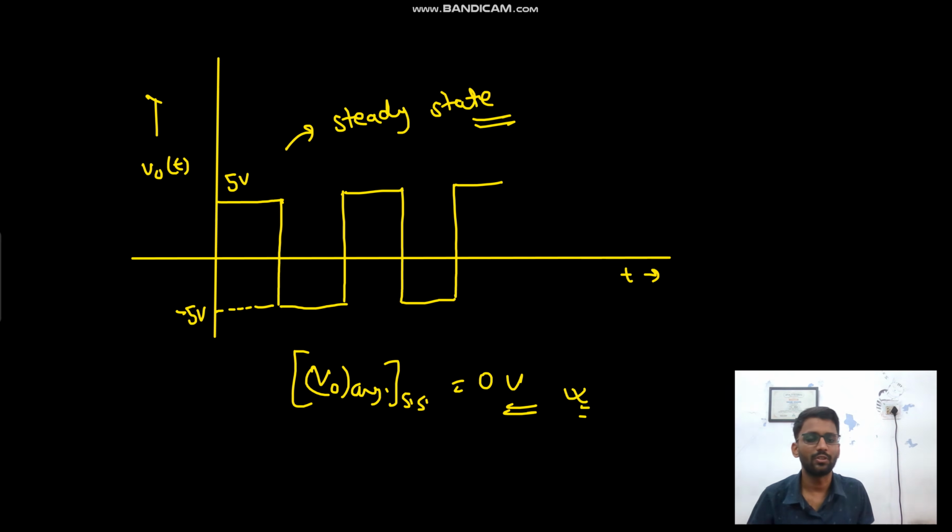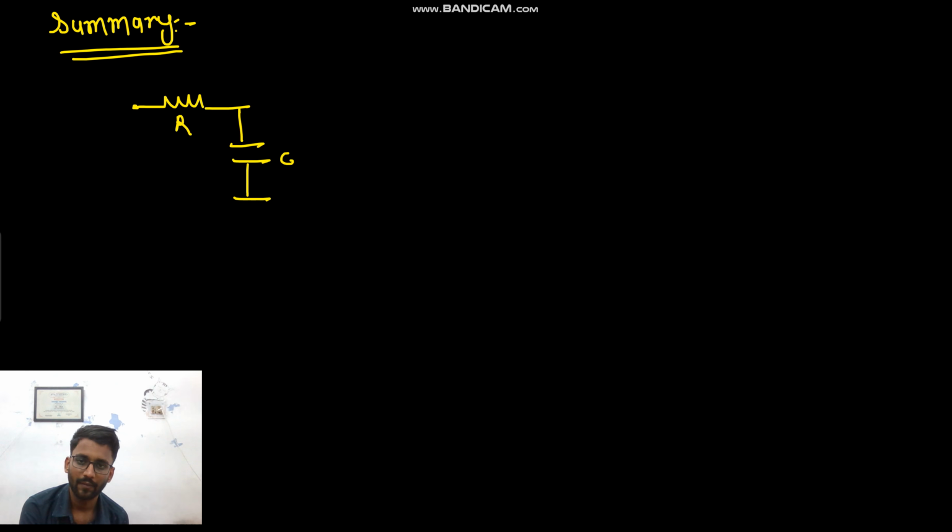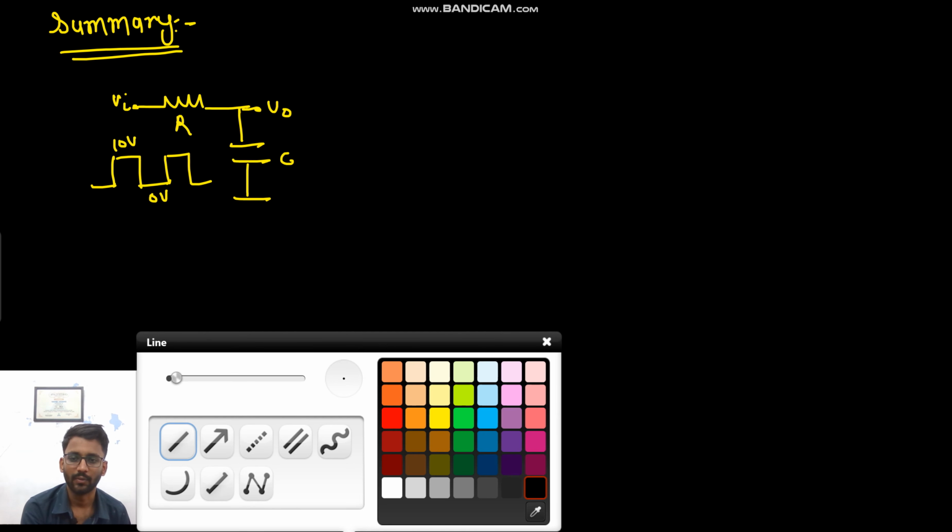So I will give a small summary now. We will see it in the next video. So summarizing the video, this was our first RC circuit. This was the input waveform, 10 volt and 0 volt. This was our low pass RC circuit.